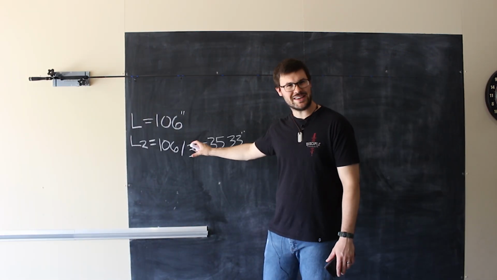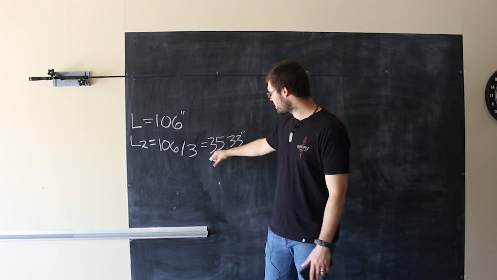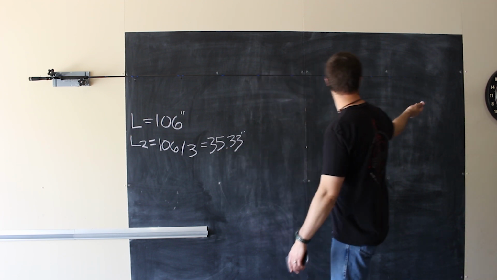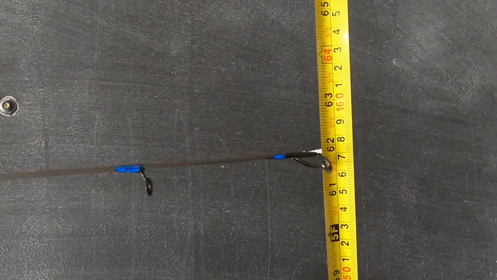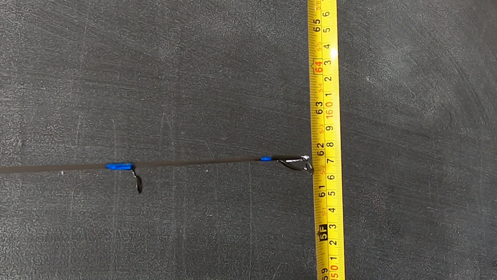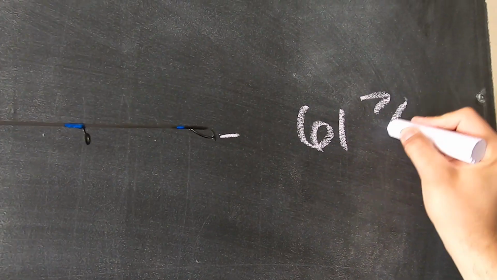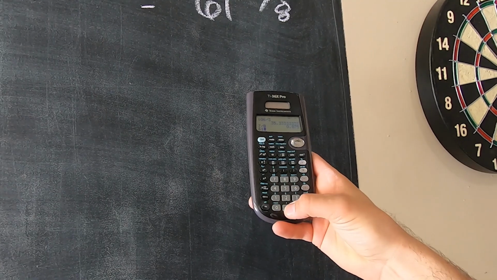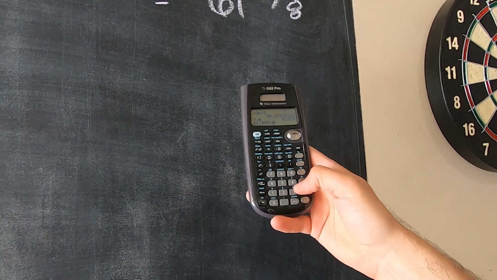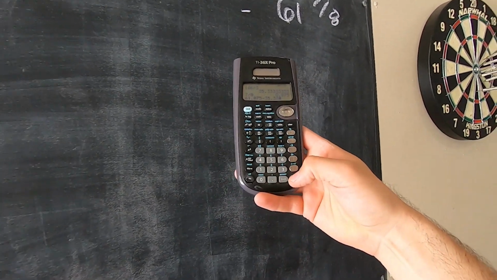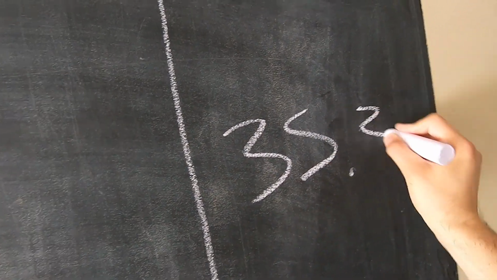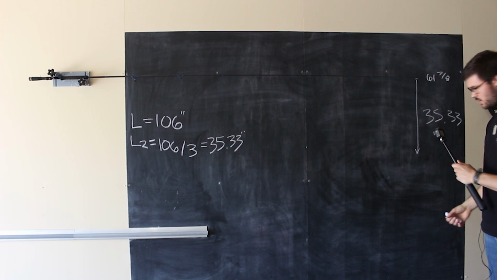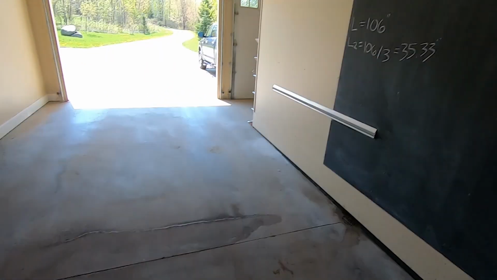So in order to calculate our ERN, our effective rod number, we're going to deflect the tip 35 inches. So we need to know where the tip is starting, which will be right there-ish. So we have 61 7/8. 61.875 minus 35.33. So we're going to deflect this tip down 35.33. The height we need to measure up to is going to be 26.545.